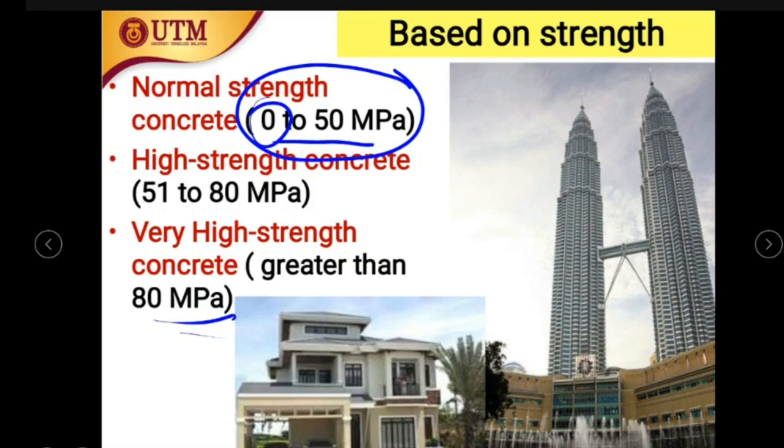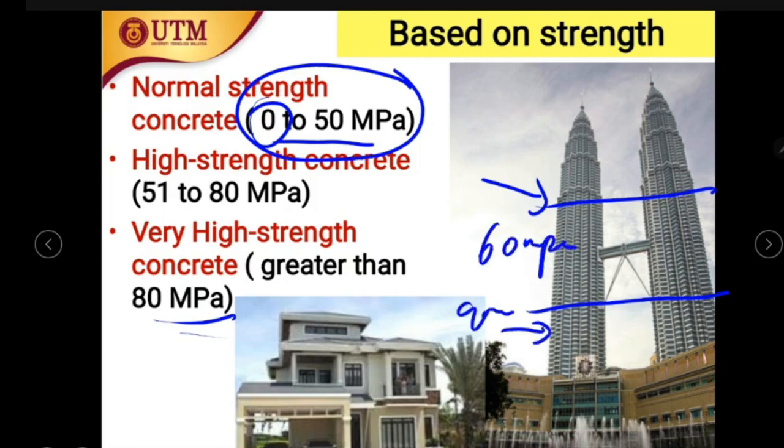So far, as far as I know, the projects in Malaysia that use high strength concrete are very limited. It is less than 10 projects only. This is one of the signature projects, the twin towers of KLCC, and they are using high strength concrete. The concrete is divided into three parts. This one is about 90, the second part is 60, and this part is 30 to 40. This is as far as I know, okay?